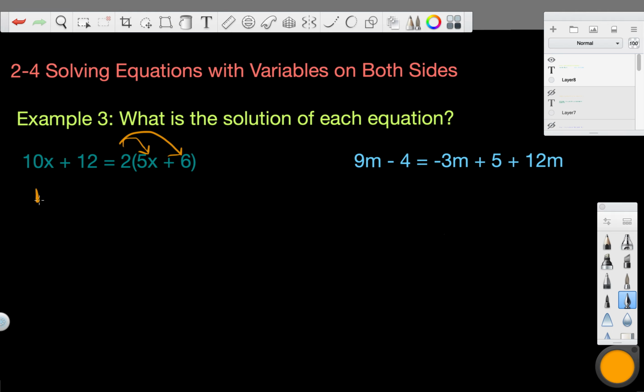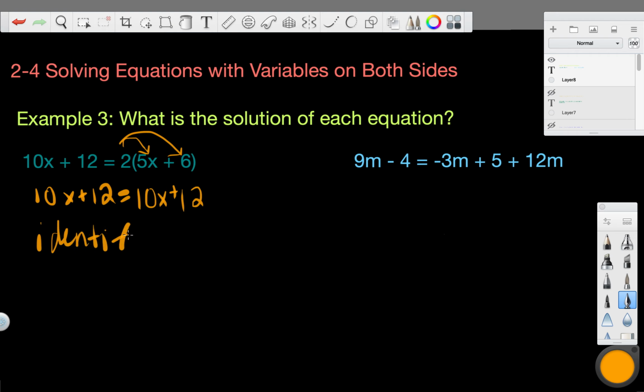So my left-hand side, I'm not doing anything to, so I'm just going to rewrite it. I have 10x plus 12 equals 2 times 5x. That gives me 10x. Plus 2 times 6, which is 12. Now stop right here. If I look at the left-hand side and then I look at the right-hand side, I see the same exact thing. If I see the same exact thing, this means that it's an identity, okay? So this is an identity.